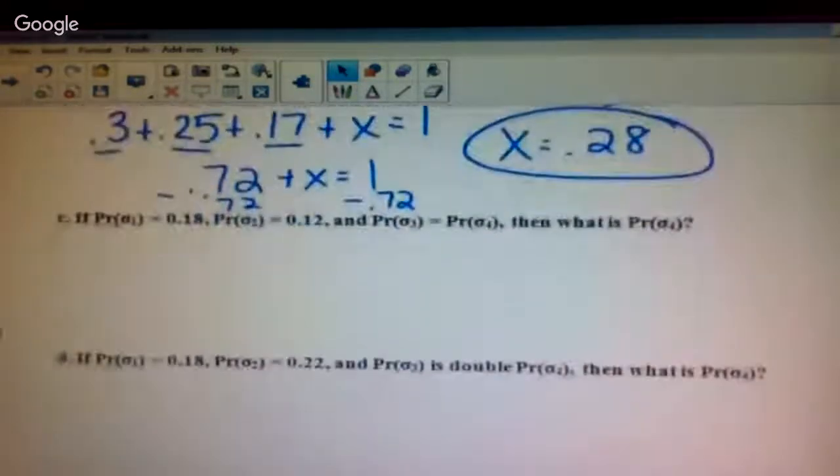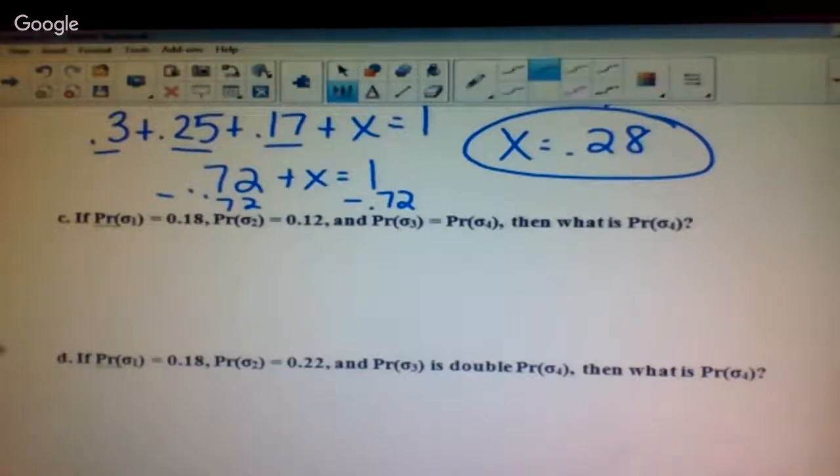So the ones that you don't know, you need to create variables for them so you can plug them into the equations. Part C gives you the probability of event 1 is 0.18, event 2 is 0.12, and then they tell you that 3 is equal to 4. So we need to create a variable. Let's use X. So we're going to make event 3 X. What does that mean event 4 is? X. If 3 equals 4, then 4 is also X. So now we have event 1 plus event 2 plus event 3 plus event 4 equals 1.